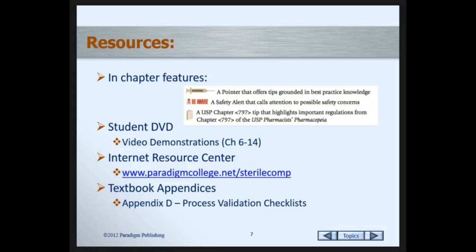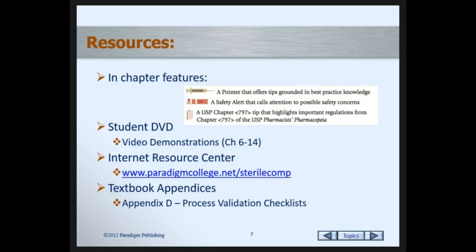Reality is not all places will practice to that level. It doesn't mean that they aren't meeting compliance. It just is not a best practice. It's not the top rung kind of thing. There's also the little skeleton with the red writing that says be aware. So those are safety alerts. You want to make sure that you pay attention to those, something to be conscious of. And then there's a little book, and it gives the highlights and regulations of USP Chapter 797 that are pertinent to that information on the page.